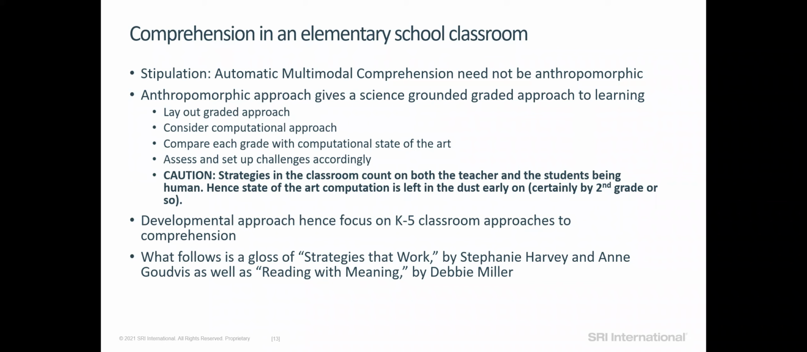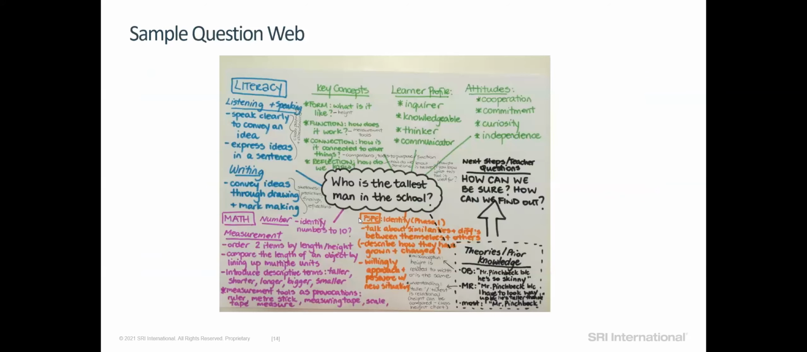So basically, state-of-the-art competition is left in the dust very early, and that is because both the teacher and the students are human. So that's why I'm in the classroom, you have to be careful, right? But I just wanted to explain what the motivation was, right? And I just wanted to show this to you to explain why I think that the school teachers are actually very computational in their approach, right?